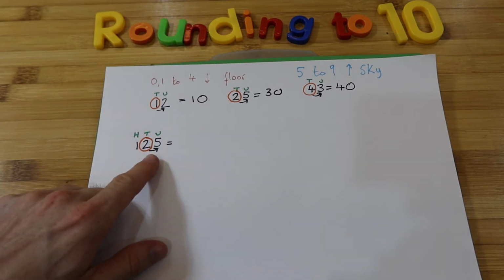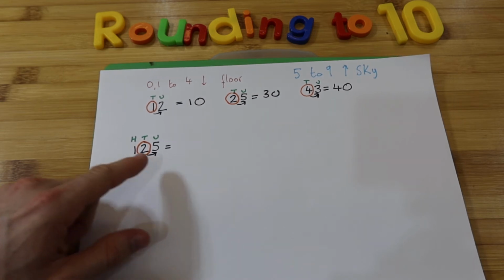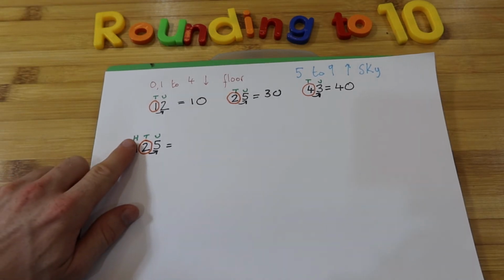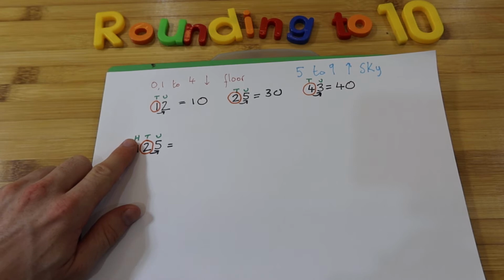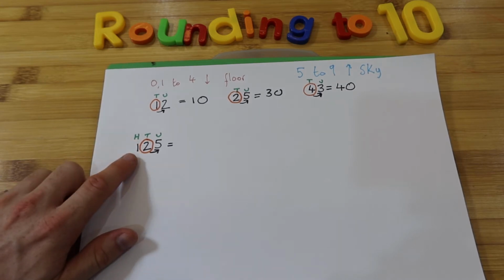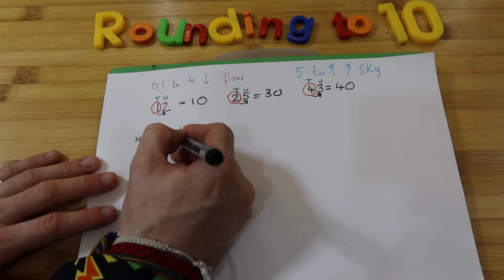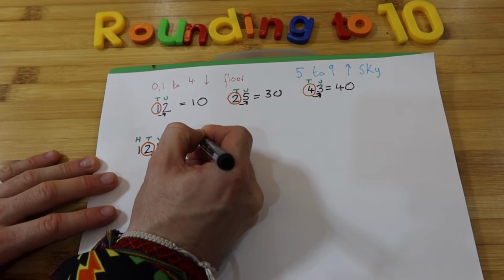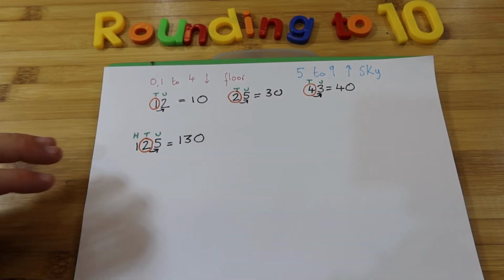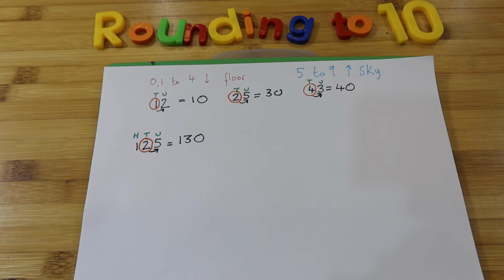And what number is it? It's 5. We round up. Now let's just look at the number we got there. Say we've got 25. If we round 25 up to nearest 10, it'll be what? 10, 20, 30, but it's 100 there, so the answer equals 130.